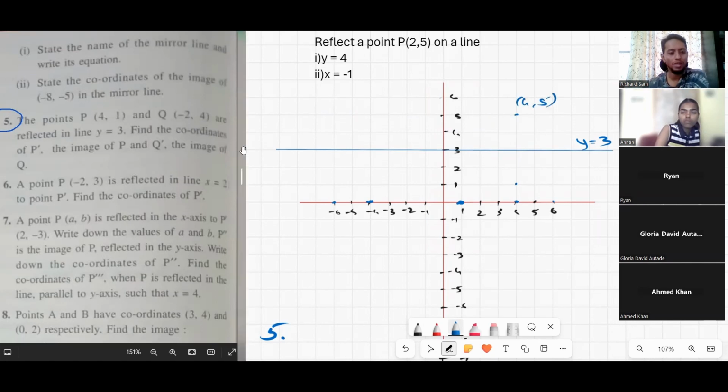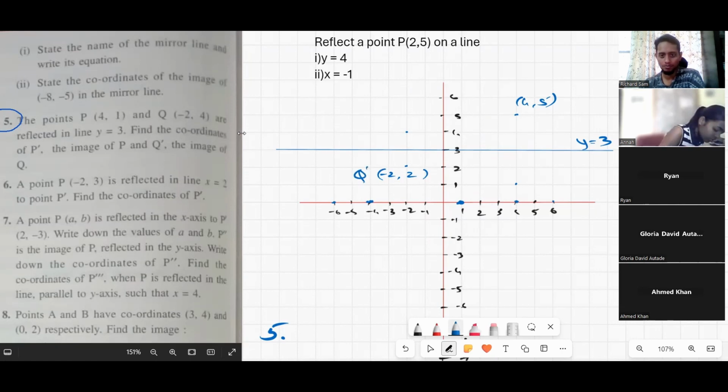Okay, next Q (-2, 4). What's the answer? Couldn't hear that. Be louder. Minus 2, 2, right? Okay, that is Q dash. You have to write Q dash, and this is P dash. P becomes P dash, and Q becomes Q dash.